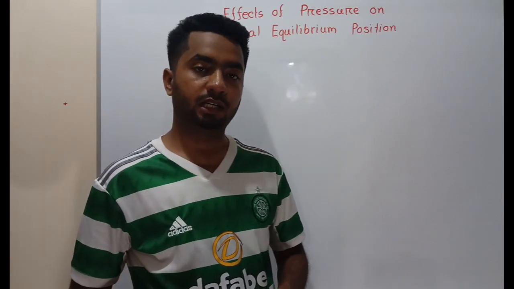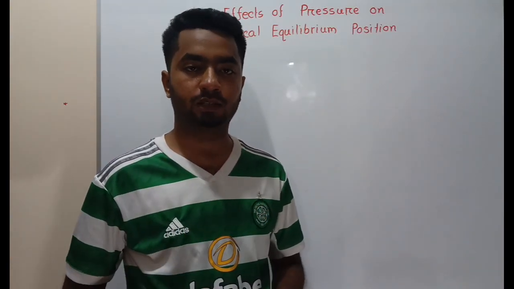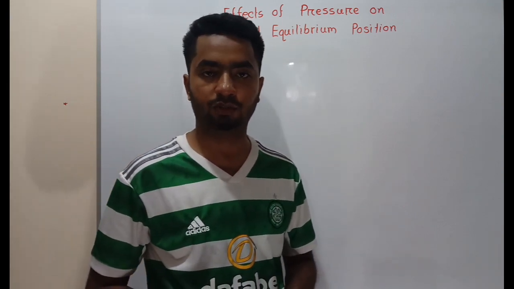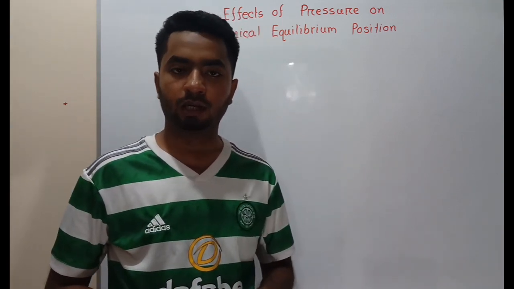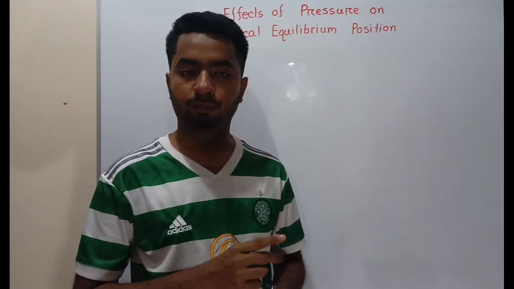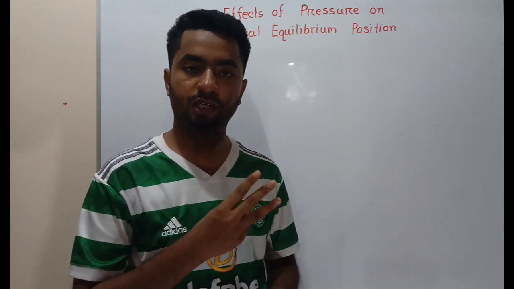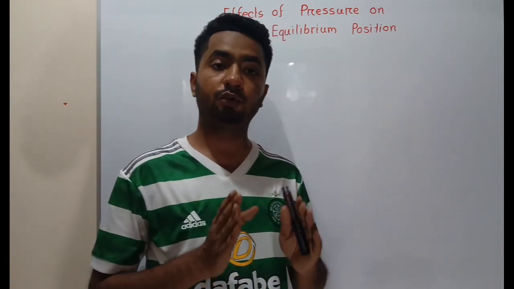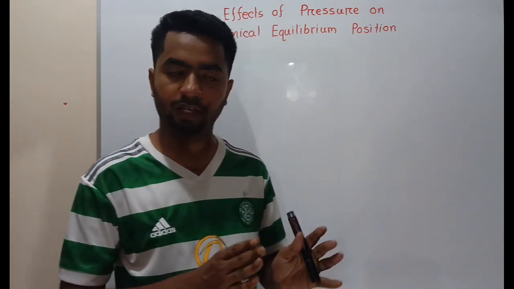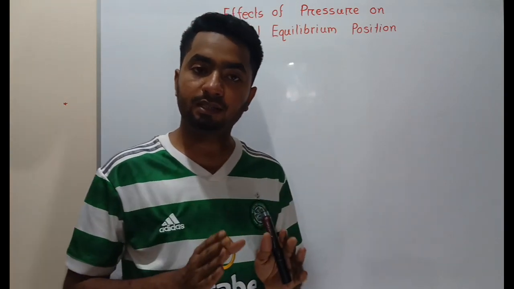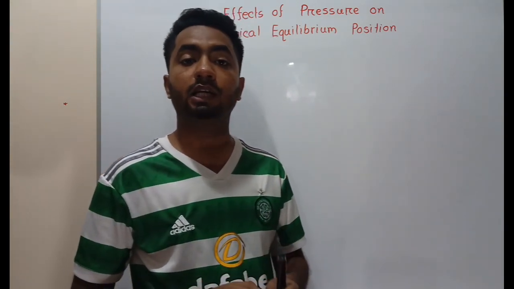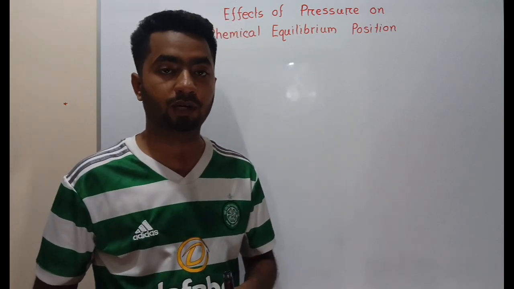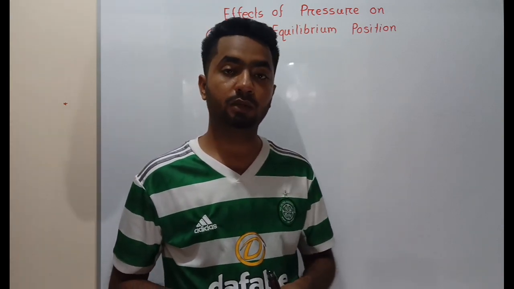I have told you earlier that three factors can change the chemical equilibrium position for a reversible chemical reaction. The three factors are number 1, temperature, number 2, pressure, and number 3, concentration. All the three factors can change the chemical equilibrium position, but among them, only temperature has its effects on chemical equilibrium constant. In this video, I am going to show you the effects of pressure on chemical equilibrium position.